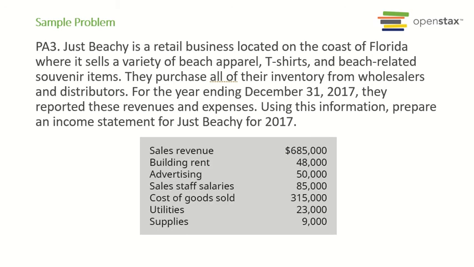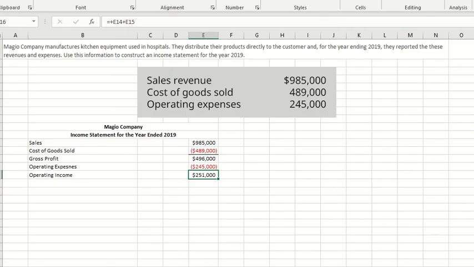We have a retail business. It sells a variety of beach apparel, t-shirts, and beach-related souvenir items. They purchase all of their inventory from wholesalers and distributors. For the year ending December 31st, 2017, they reported these revenues and expenses. We have sales and expenses. We need to use this information to prepare the income statement for 2017.